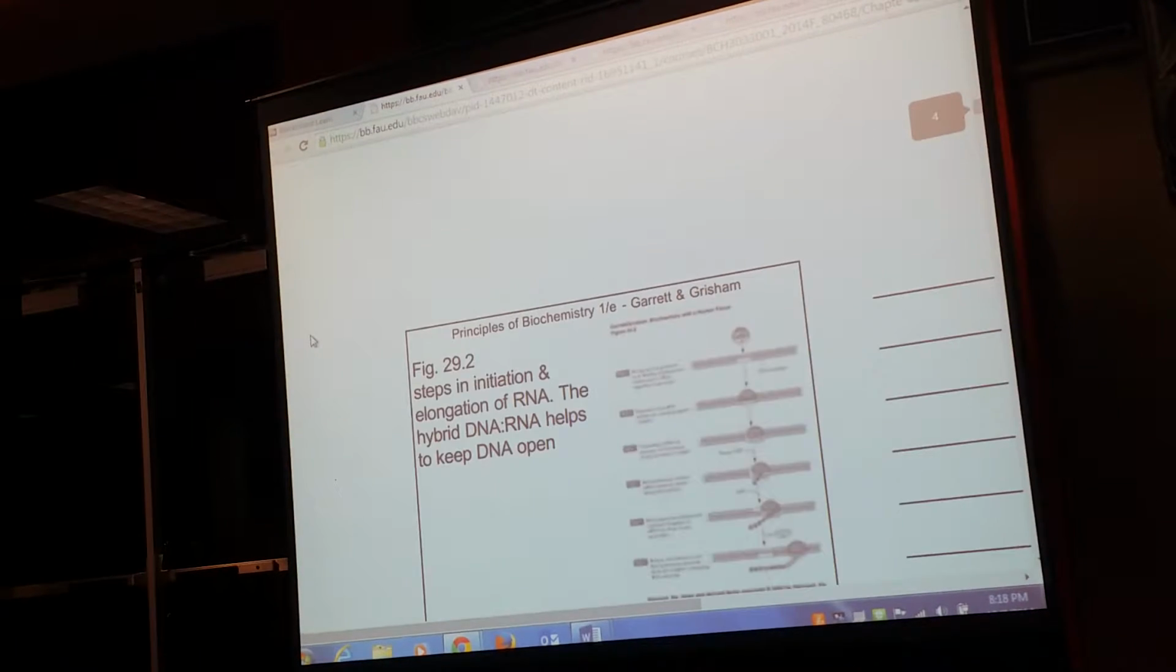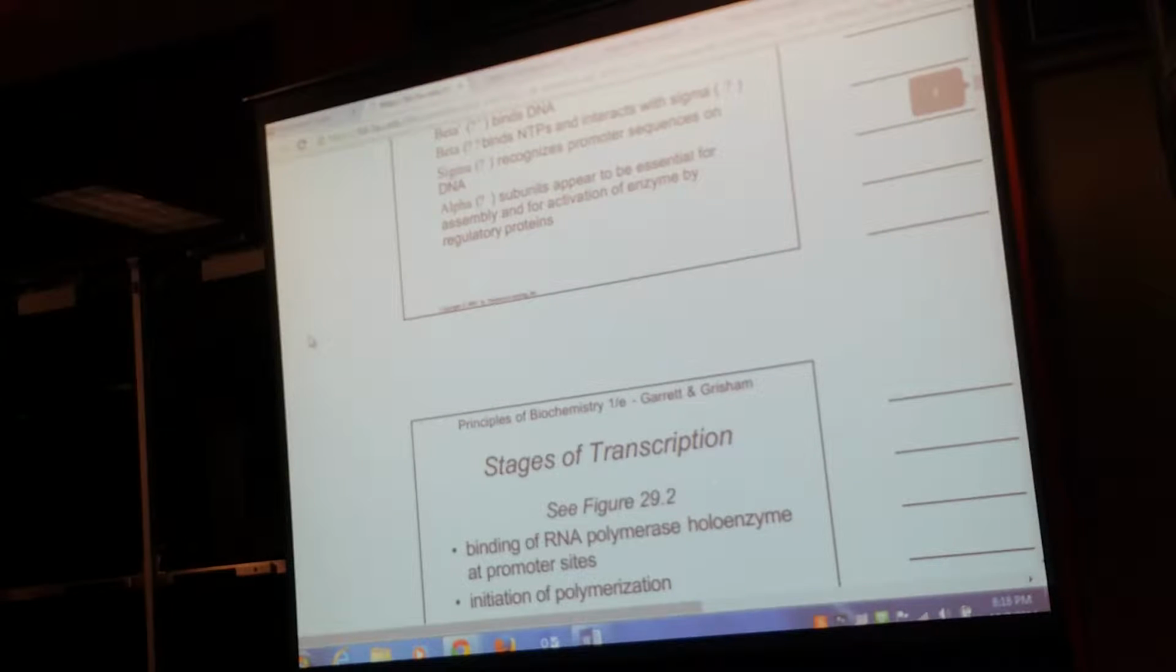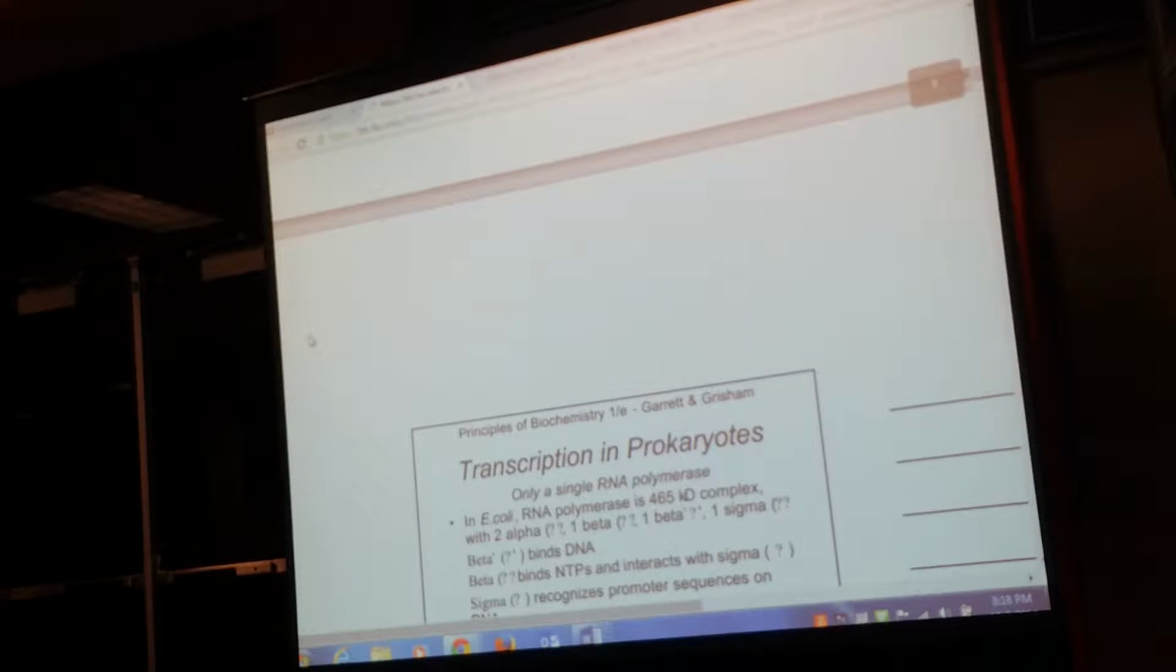What's the relationship between the promoter sequence and RNA polymerase? So there's 2 promoter sequences in prokaryotes. When you use the term consensus sequence, what does that mean? For the Pribnow box, it's some pattern. That's what the consensus sequence means. It's a specific pattern that is repeated on the promoter sequences.